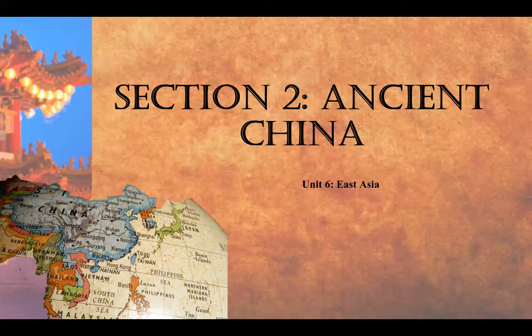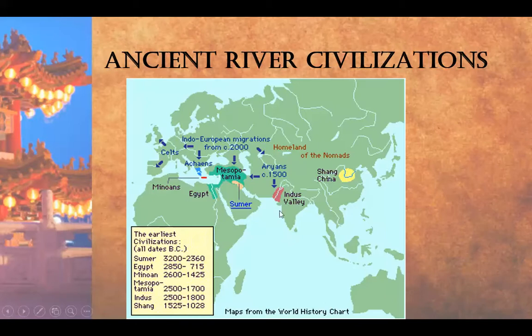We are moving on to section 2. So we're no longer going to talk about geography, but we are going to get to the history of China. And we're going to start off treating China kind of like we did ancient Egypt. We consider it one of the early river civilizations, meaning it was a civilization that developed along a river. Just like Egypt developed along the Nile, ancient China is going to develop along the Huang River or the Yellow River.